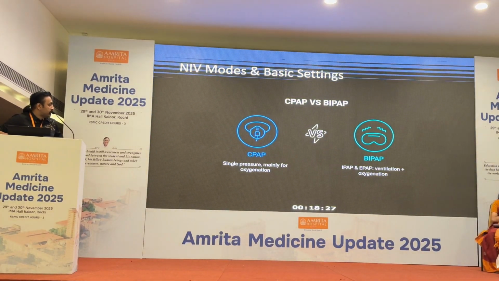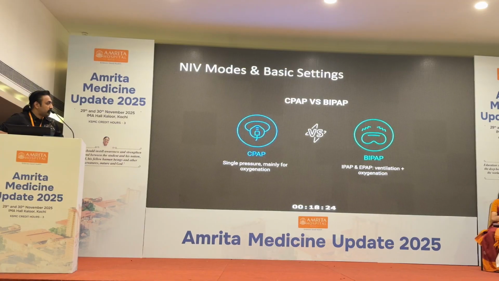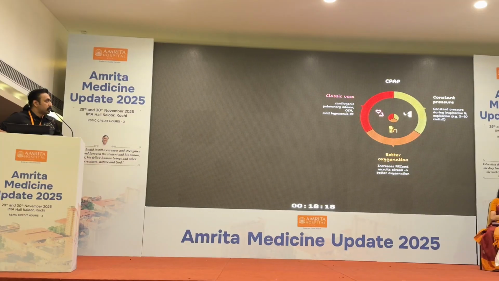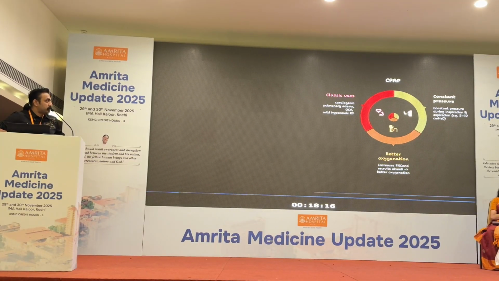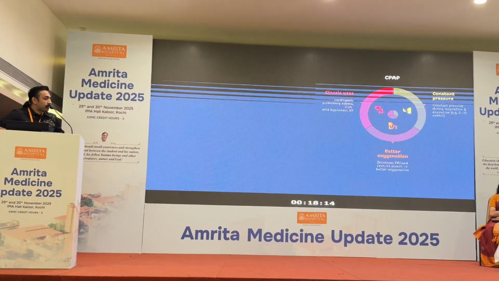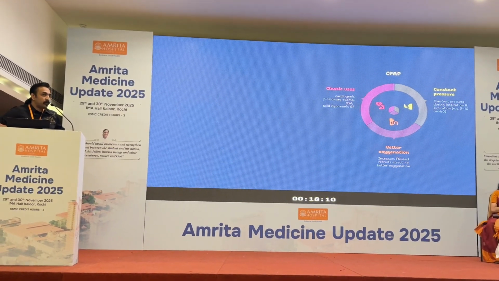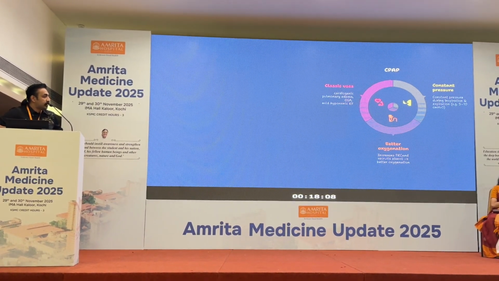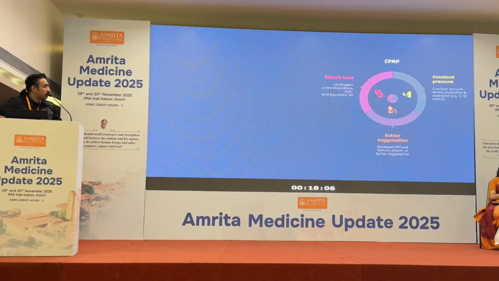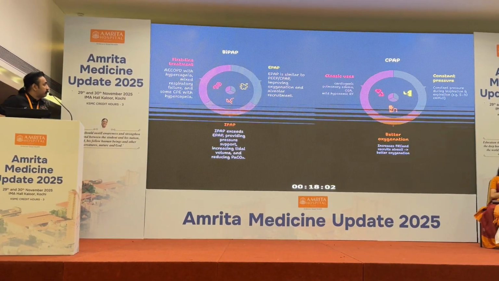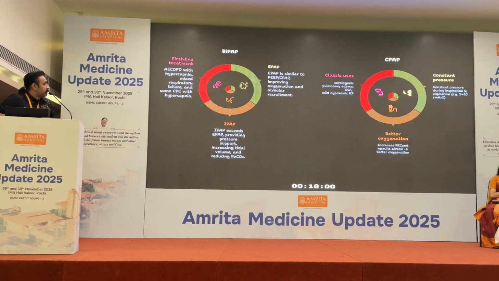The two things which we commonly know about are CPAP and BiPAP. The CPAP is a single pressure mainly for oxygenation, and remember that the BiPAP has an IPAP and an EPAP, which helps with both ventilation and oxygenation. Now, the CPAP here is a constant pressure, so usually we keep the pressure at around 5 to 10. This is predominantly for oxygenation, as I told, and the classical indications would be cardiogenic pulmonary edema or mild hypoxemic failure.